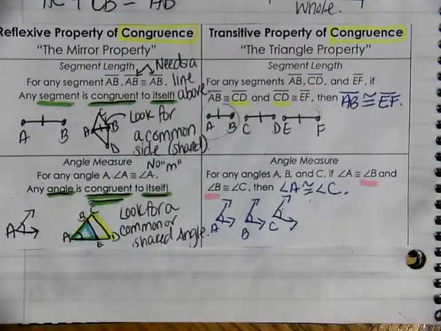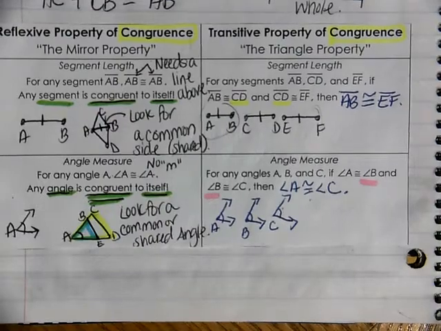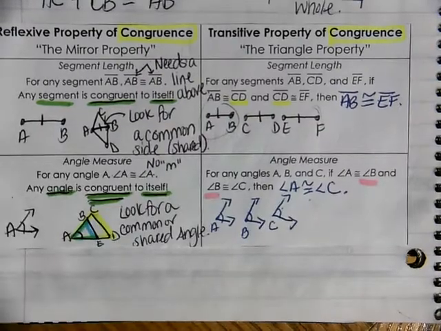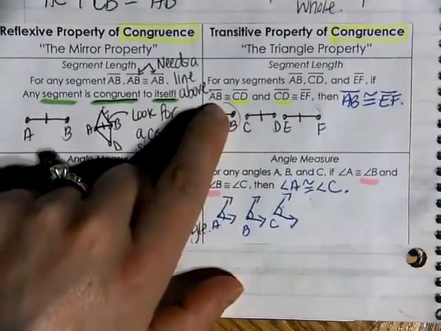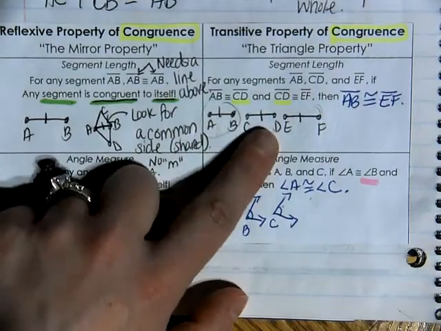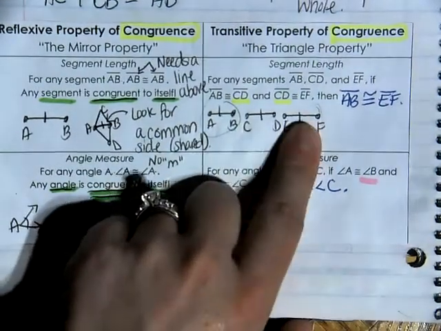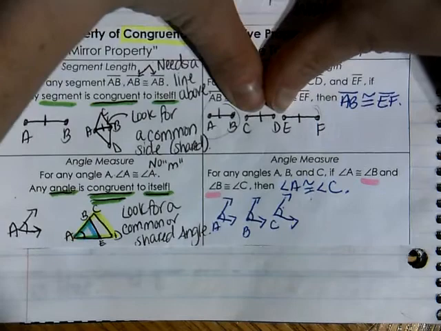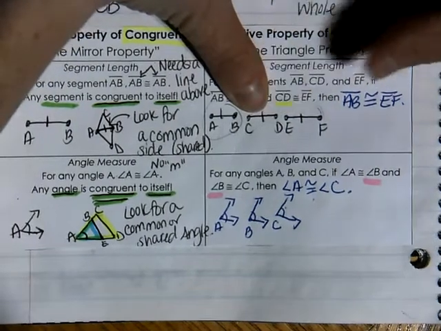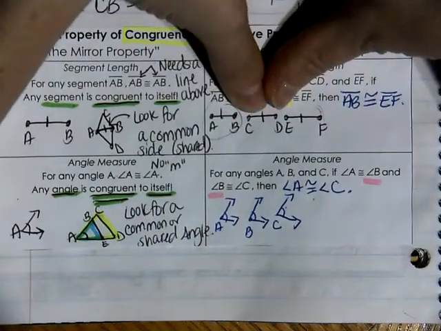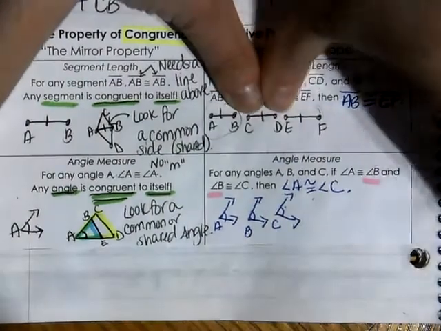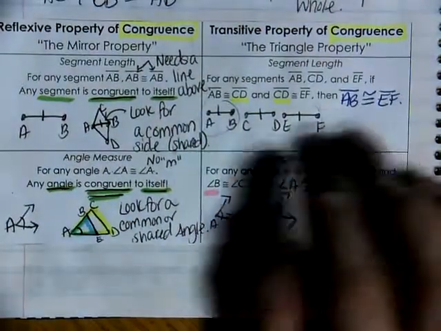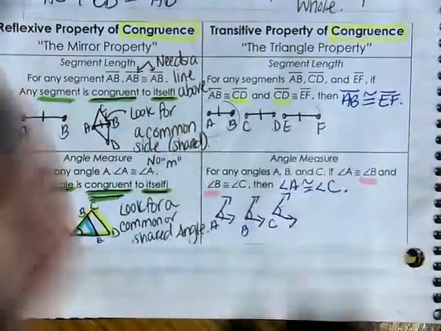The other property that we had was the transitive property of congruence. And I call the transitive property the triangle property. Because in it, what you're going to see is a relationship statement, like segment AB is congruent to segment CD, and segment CD is congruent to segment EF. If you eliminate the piece that they both have in common, what's left is your final statement. Look at what we have: segment AB is congruent to segment EF. So what you're left with, if you eliminate the connector piece, is your answer. That is the transitive property of congruence.